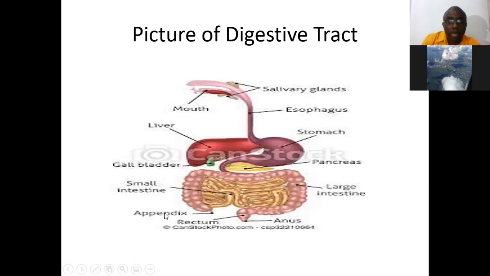Everybody hear about the appendix, that sometimes children tend to have appendicitis. This is where it is found, somewhere off here, just an appendage to the large intestine. And the rectum, which is this little area here, which is not very large, is where the stool is stored until you get an urge to evacuate your bowel or to empty your bowel.